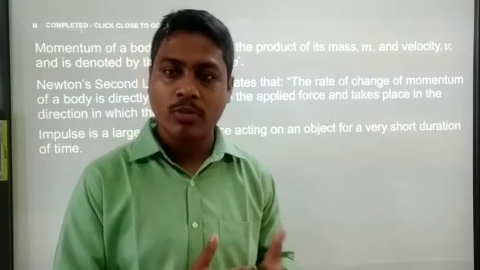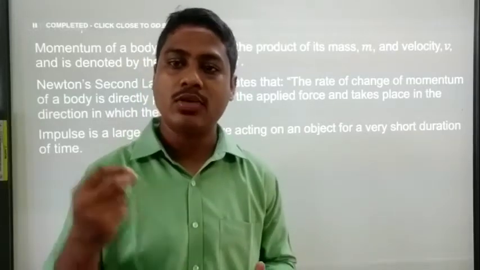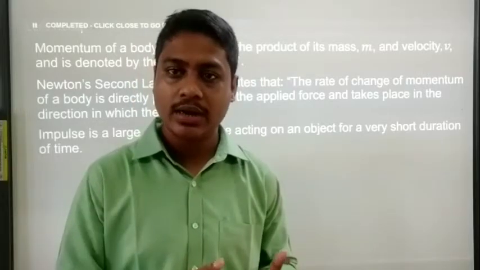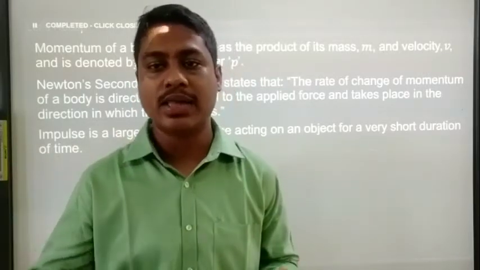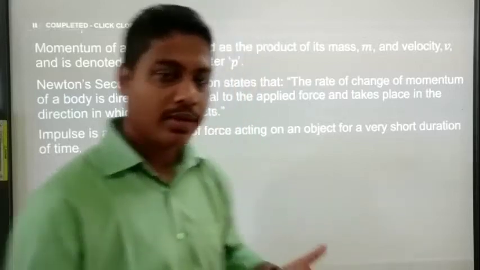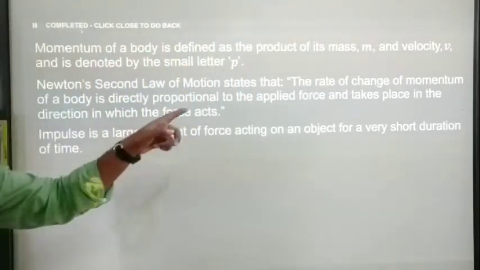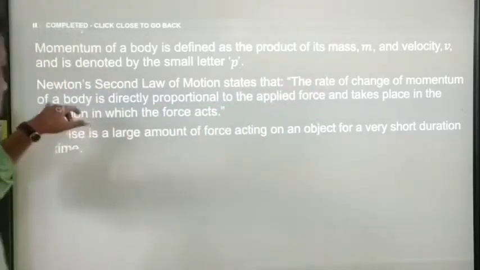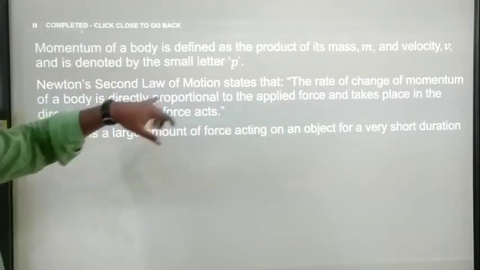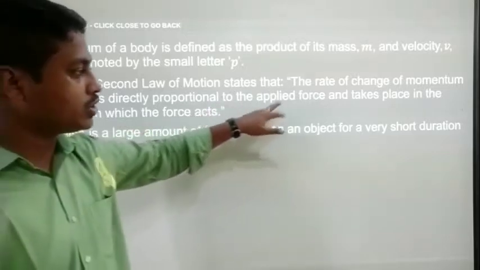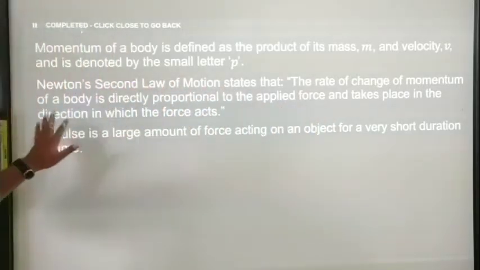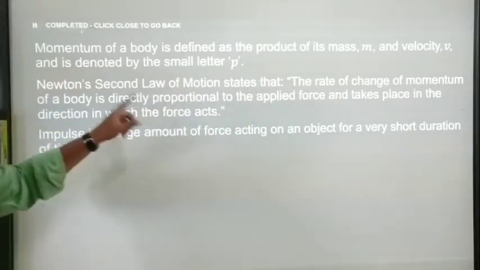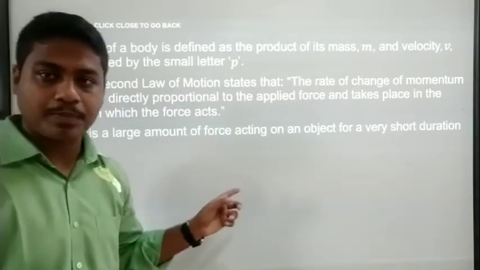And the value of the momentum, that is the formula, we have p is equal to m into v, that is mass into velocity. And the unit, if I consider, is kilogram meter per second. So you can write the unit in your copy. Then next we have Newton's second law of motion. It states that the rate of change of momentum of a body is directly proportional to the applied force and takes place in the direction in which the force acts. So this is the definition of Newton's second law of motion.